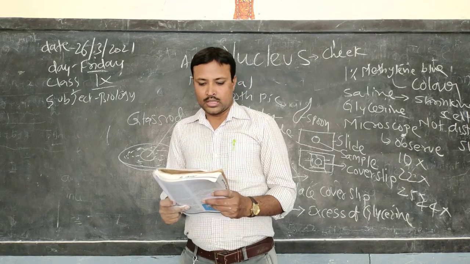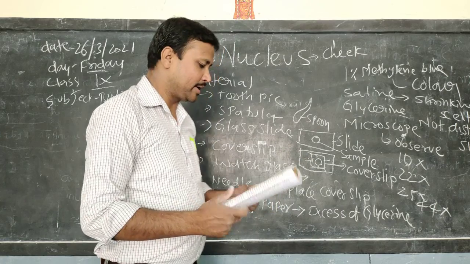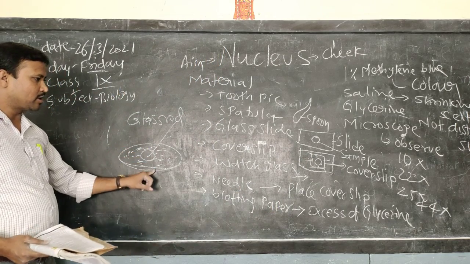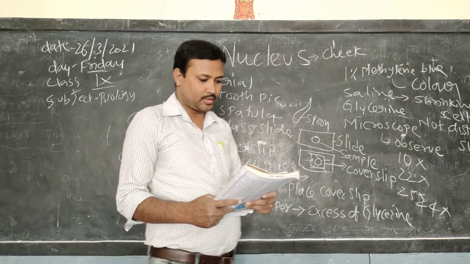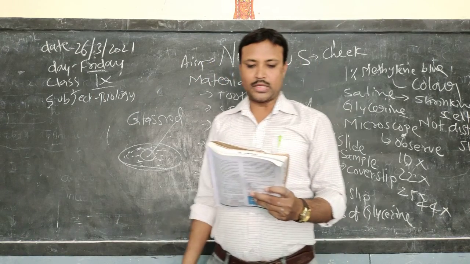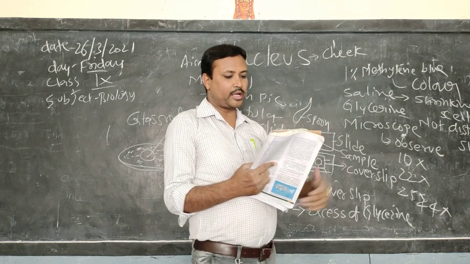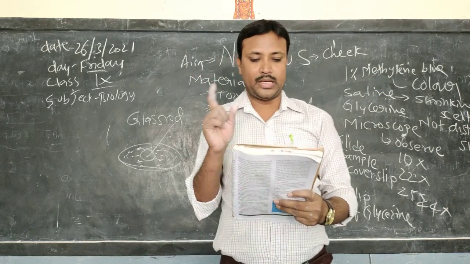Next one. Then place the material on a glass slide. After mixing the sample in the watch glass, we have to keep it on the slide. Next one. Put a drop of methylene blue. Then we have to add the 1% methylene blue solution and wait for a couple of minutes.